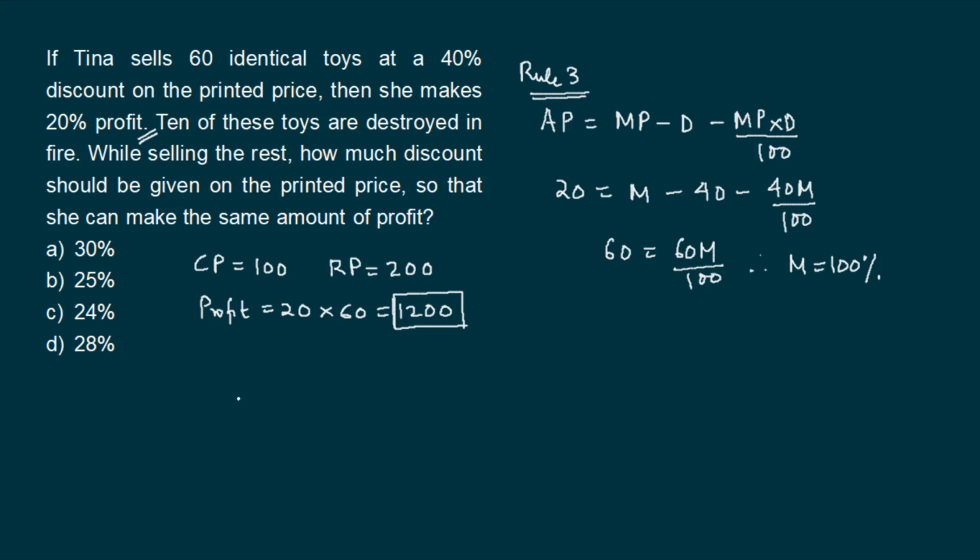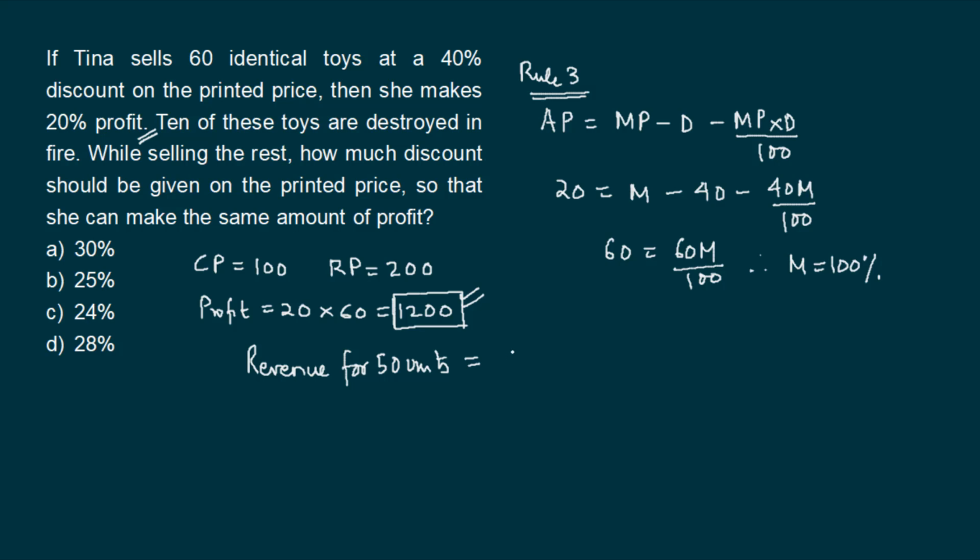Now she is left with only 50 units. While selling the rest, how much discount should be given on the printed price? See, the printed price is 200, it's not changing, so that she can make the same amount of profit. How much does she want in return as revenue? Revenue from 50 units, how much is she expecting?